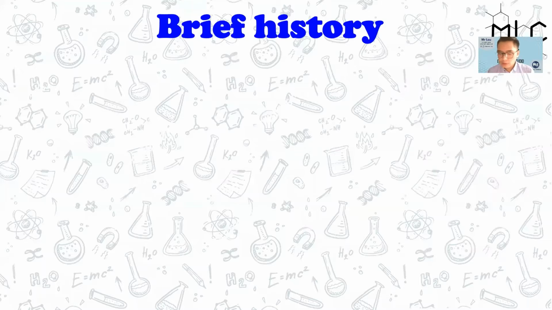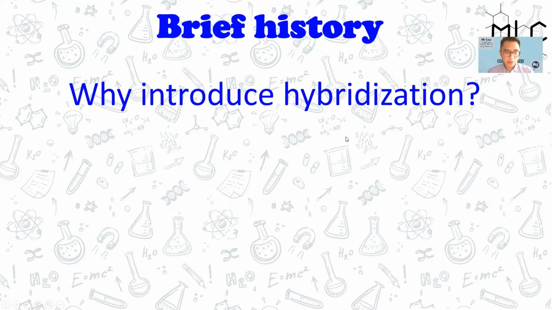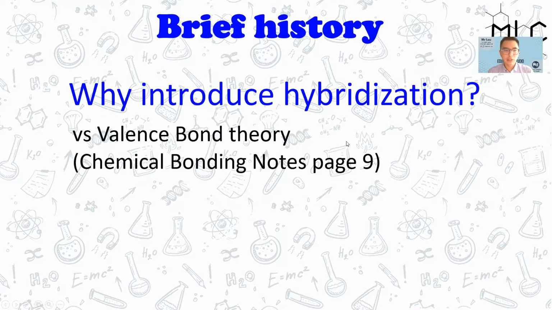Okay, so let's look at the concepts of hybridization and why hybridization is needed. For us to understand why hybridization is needed, we need to look a bit at the brief history of chemistry. So what is hybridization about? Why do we need to even introduce this concept versus the valence bond theory model?